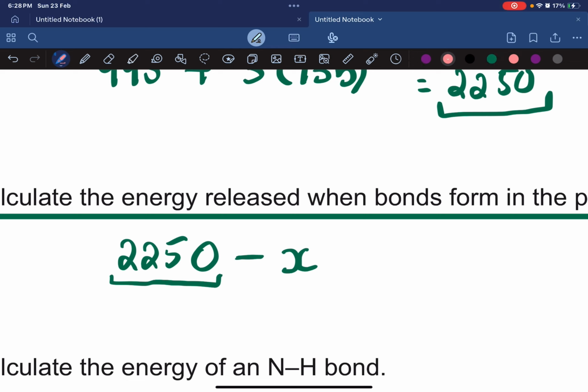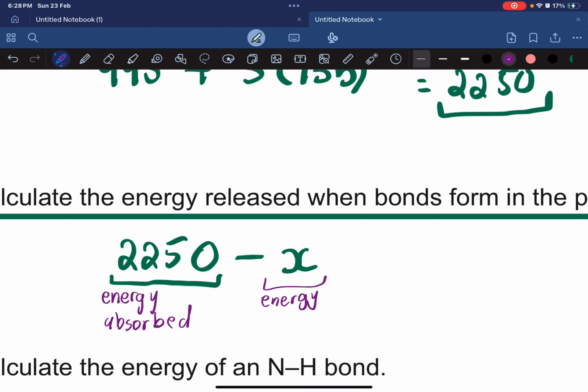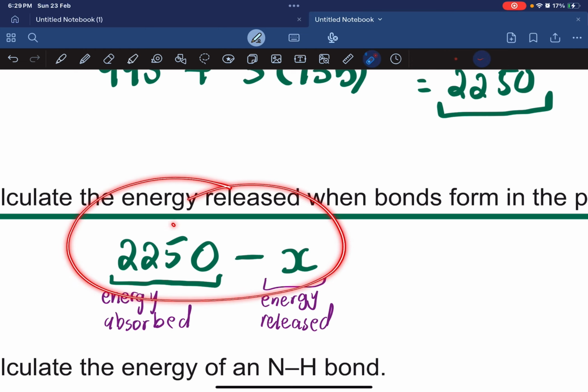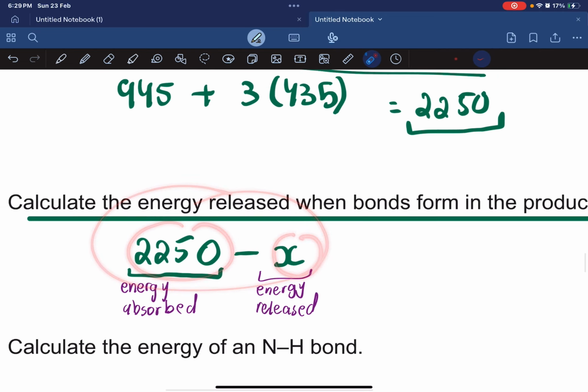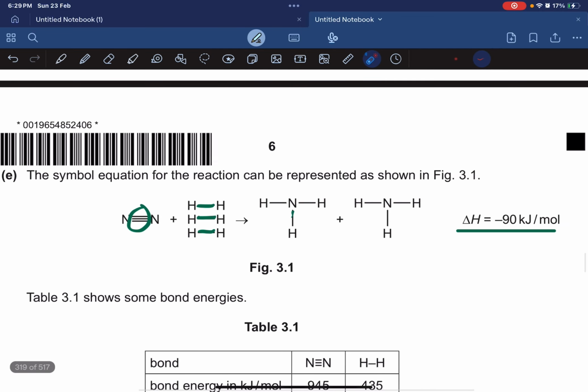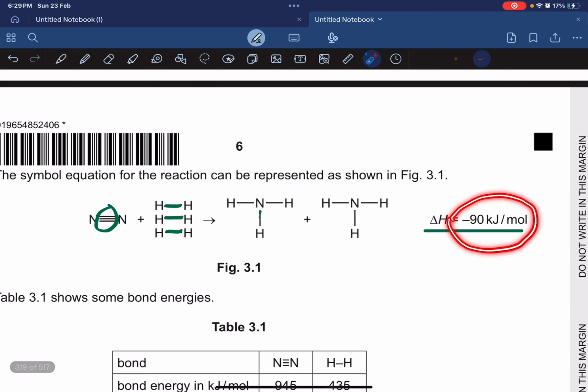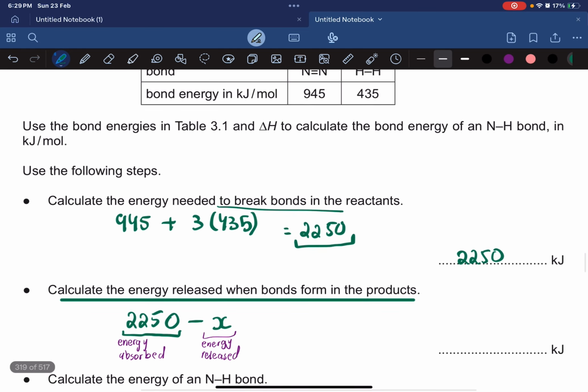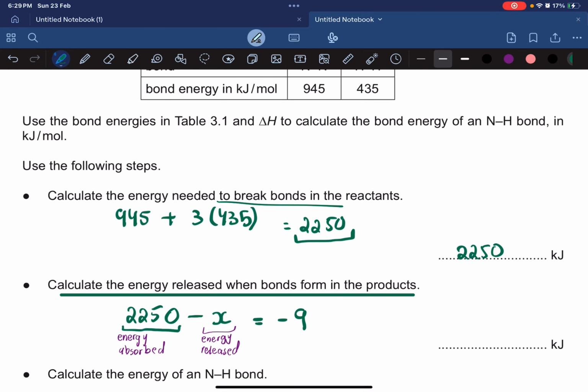I am just going to write over here that this one is your energy absorbed, and X is your energy released, which you don't know. When you subtract, this is the formula: you subtract the energy released from the energy absorbed. The answer you get is your enthalpy change. Your enthalpy change is negative 90 kilojoules per mole, so the answer is equal to negative 90.